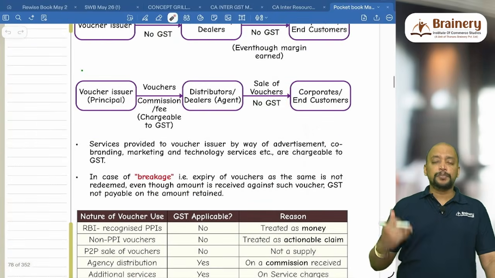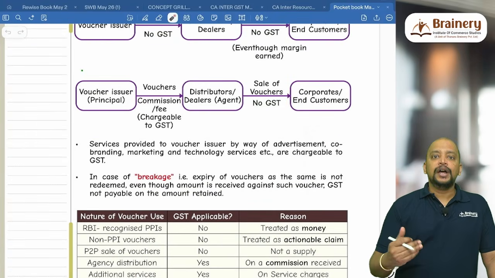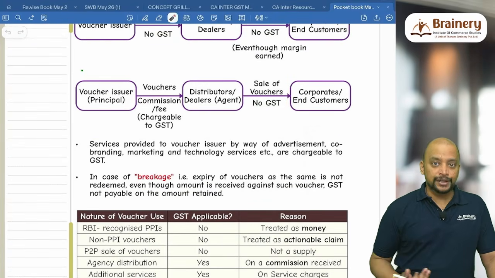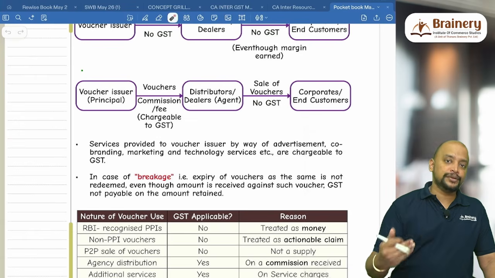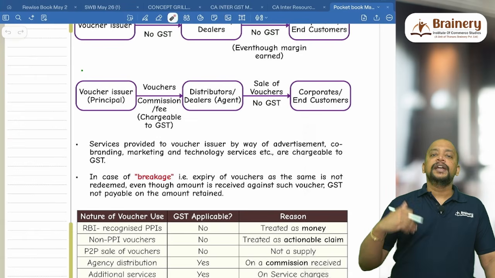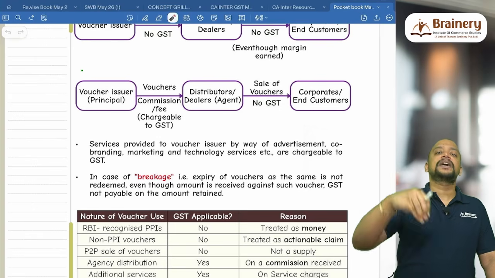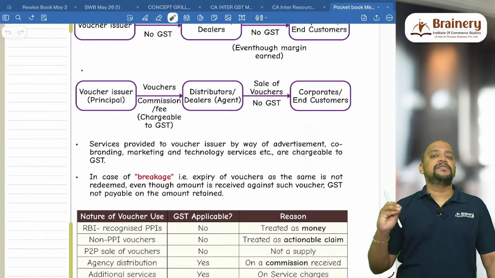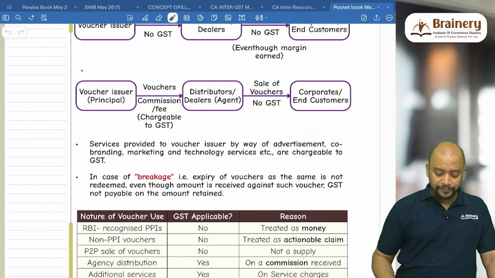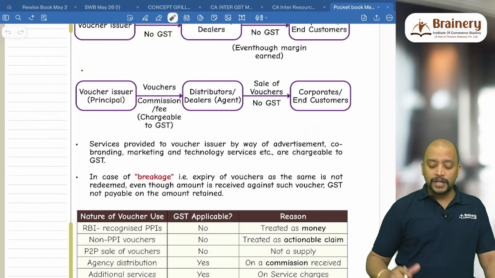Then next, suppose I am appointing an agent and through that agent I am distributing the voucher. I am the voucher issuer and I appoint an agent. Through that agent I am making sales to the end users like corporate customers. Then in that case, that agent will receive a commission. That commission alone will be covered under supply and chargeable to GST. Commission or service fee, by whatever name called.